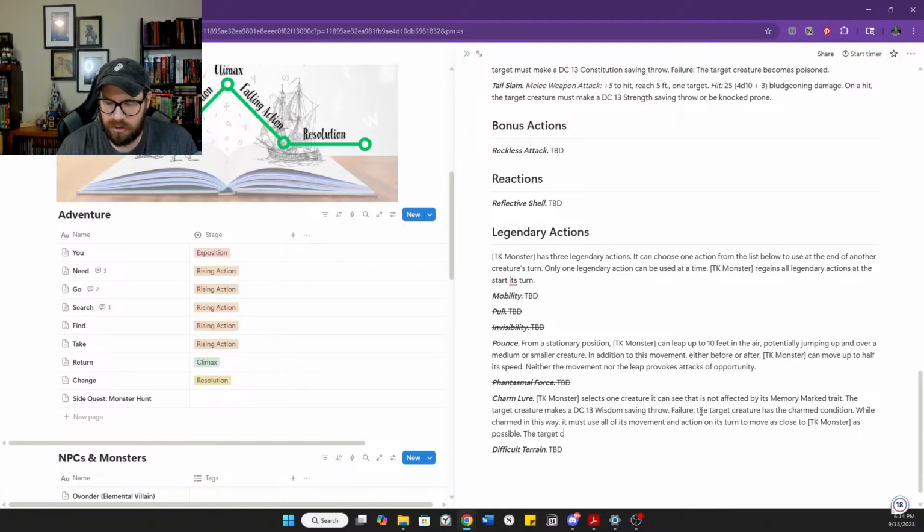The target creature can repeat the saving throw at the end of each of its turns. And we should probably say that it has the charmed condition for like 1 minute or something like that. Give it a duration. And the other thing that I would kick around with this is whether or not we want to require the charmed creature to use all of its movement, or all of its movement and its action, meaning that it would effectively dash in that direction.